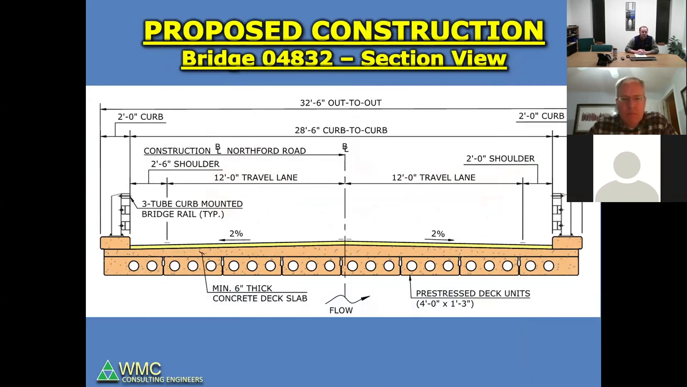A bridge section view, which is pretty much like slicing a sandwich. This is what the bridge will look like. We have the two 12-foot lanes I alluded to earlier with the two-foot shoulders. So we'll have a total of 32 feet, 6 inches out to out. There will be new bridge rail on the bridge.